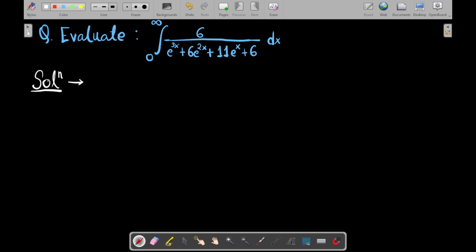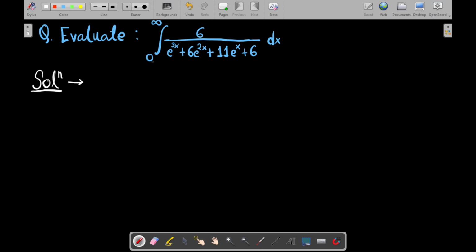Okay, so this is a definite integral and it is an improper integral as the limits are not bounded. It is open-ended from 0 to positive infinity, that is the positive real number line. So this is an unbounded or improper integral.